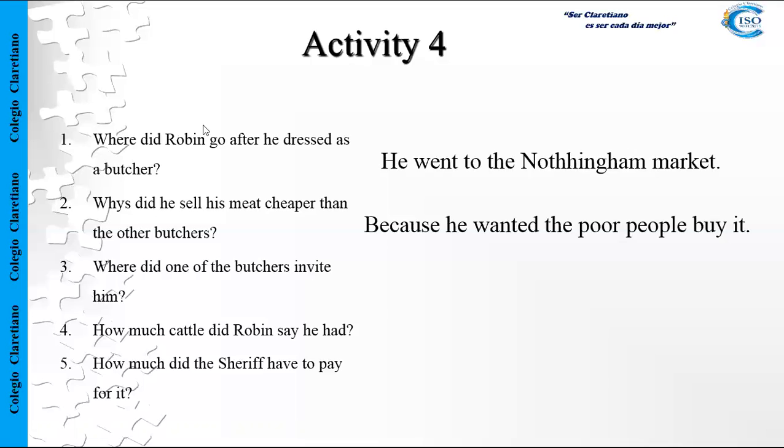Okay, let's see. I'm going to choose one student, okay? Martin, please. Martin Aquino. Where did one of the butchers invite Robin Hood? Where? To the forest? To a party? Where? To the palace? Okay. It's in page 17 too, okay? 17. No, Martin? Okay, another boy.